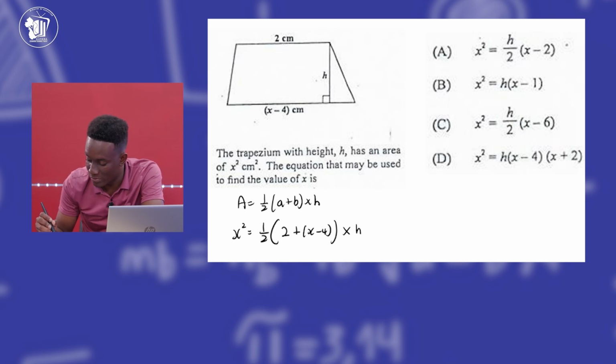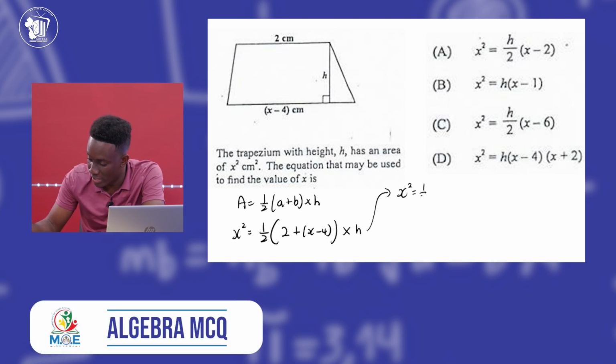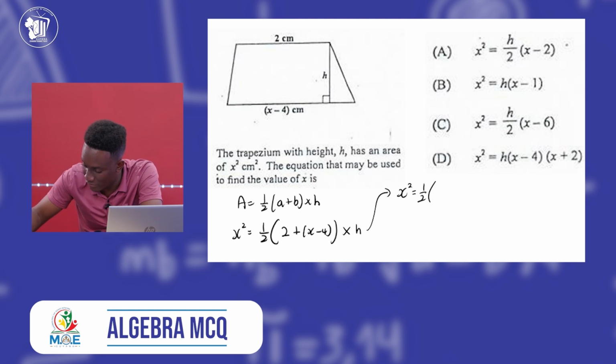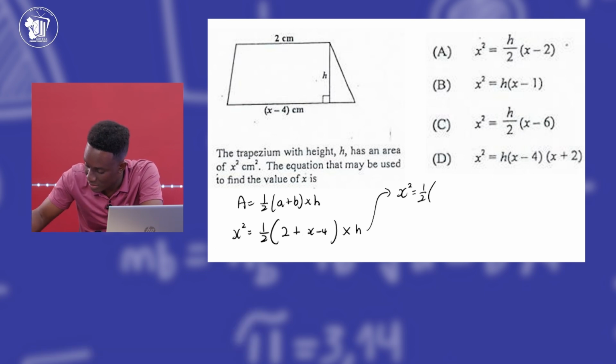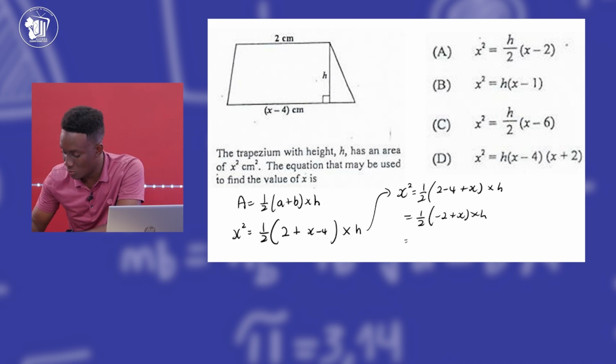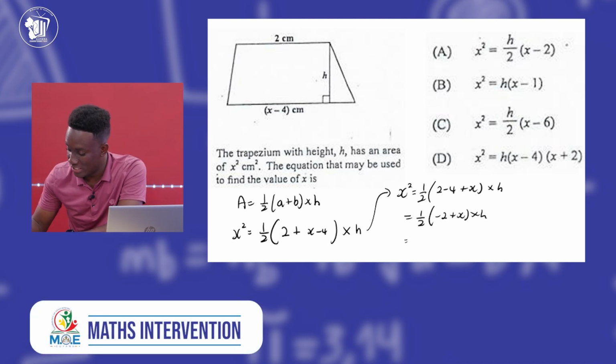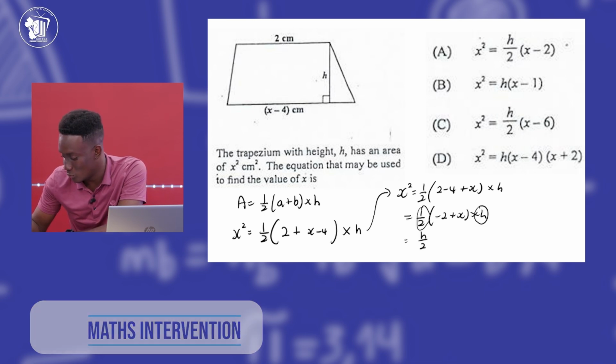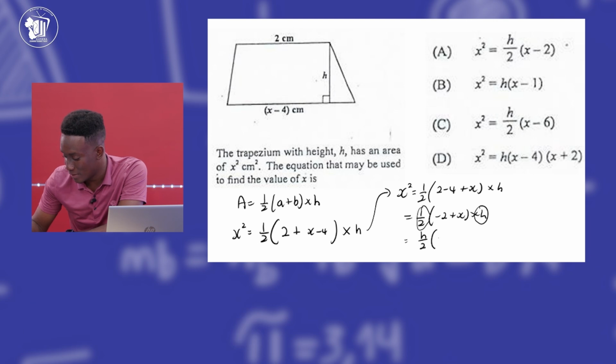So we can work out what's going on in this bracket first of all. So let's put the like terms together. So it will be x squared is equal to half. We can get rid of this bracket since it's adding. This will be 2 minus 4 plus x multiplied by height. So this will be half is equal to 2 minus 4 is negative 2 plus x multiplied by the height. So we see everything is multiplying, so we can multiply the half by the height. So the half by h would simply give me h over 2 multiplied by negative 2 plus x. And this is equal to x squared.